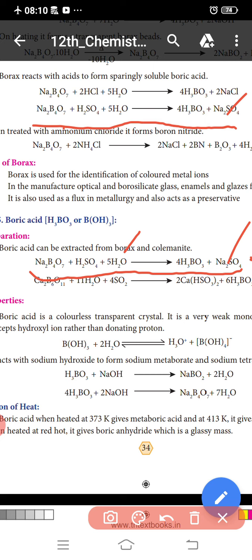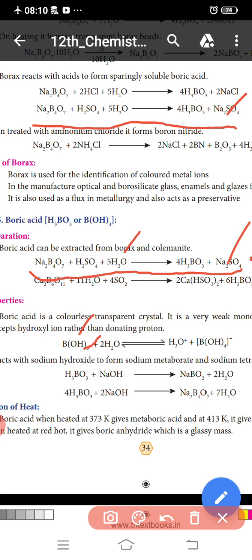Okay, this is the preparation of boric acid. The next one, the properties of boric acid. The boric acid, B(OH)3, is a colorless transparent crystal.